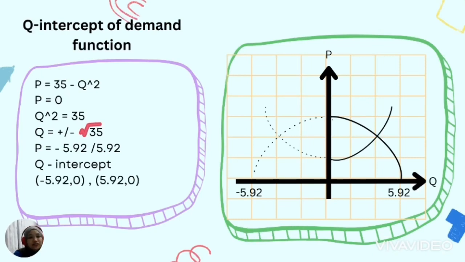Now let's find the Q-intercept of the demand function. This is the function that has a solution. So let's say P equals 0 and solve it, and we will get 5.92 and negative 5.92. As I mentioned before, in economics we only use the positive value, so the point is 5.92 and 0. And you can just put it on the graph, and the graph should be like this.